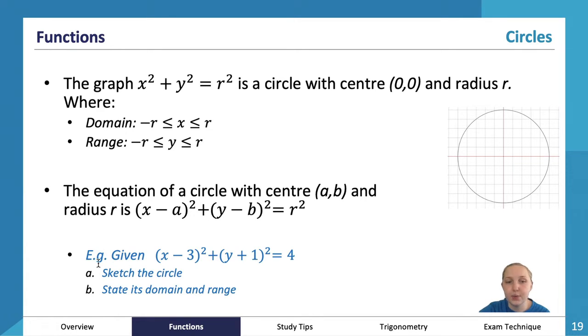Okay, so next example question, I want you guys to have a go sketching this circle and stating its domain and range if you've got (x minus 3) all squared plus (y plus 1) all squared equals 4. So I'll give you guys probably about 1 minute to have a go at this, and then we'll look at the answers together.